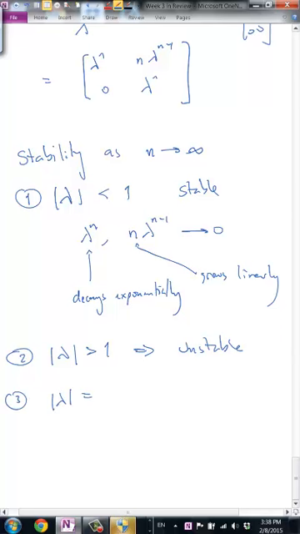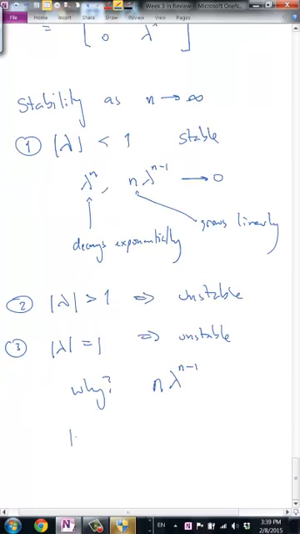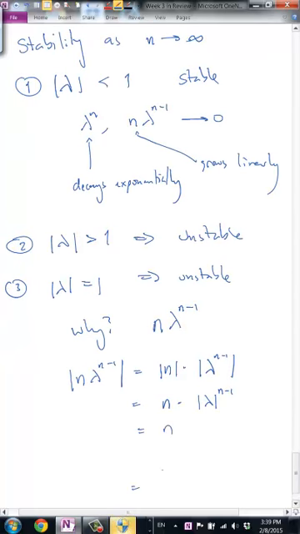Meanwhile, if lambda is actually equal to 1, this is the border case, then again it's going to be unstable. And why? It's going to be unstable because of this term n times lambda to the n minus 1. Because the magnitude of n times lambda to the n minus 1 is just equal to the product of the magnitudes. So it's going to be equal to n times the magnitude of lambda to the n minus 1, which is just equal to n, which goes to infinity.